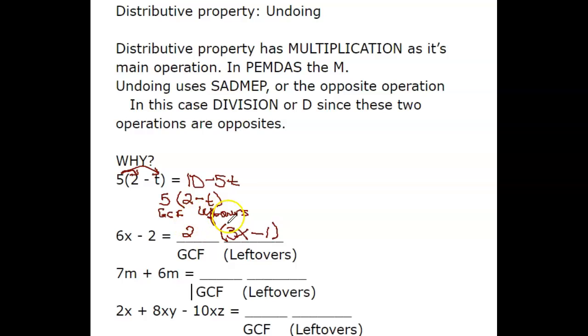And I can quickly check. 2 times 3x is 6x. And 2 times negative 1 is negative 2.